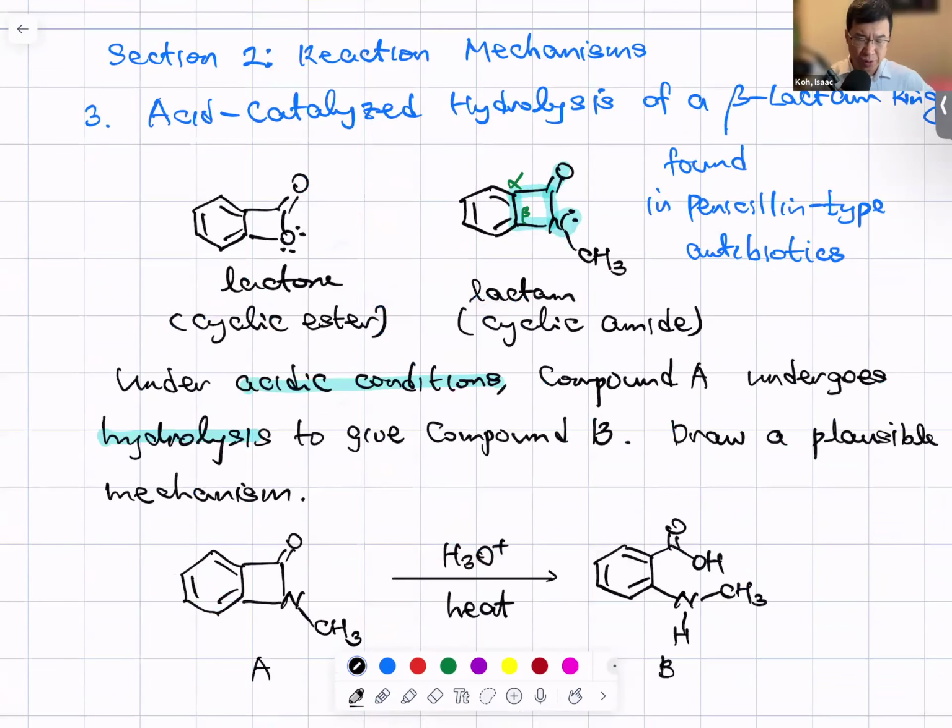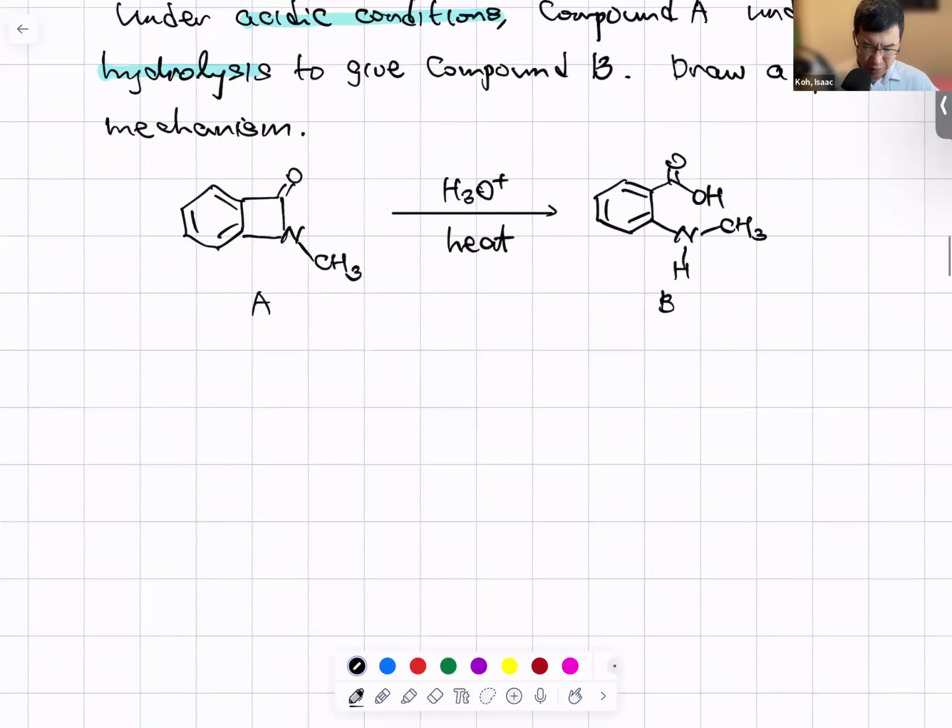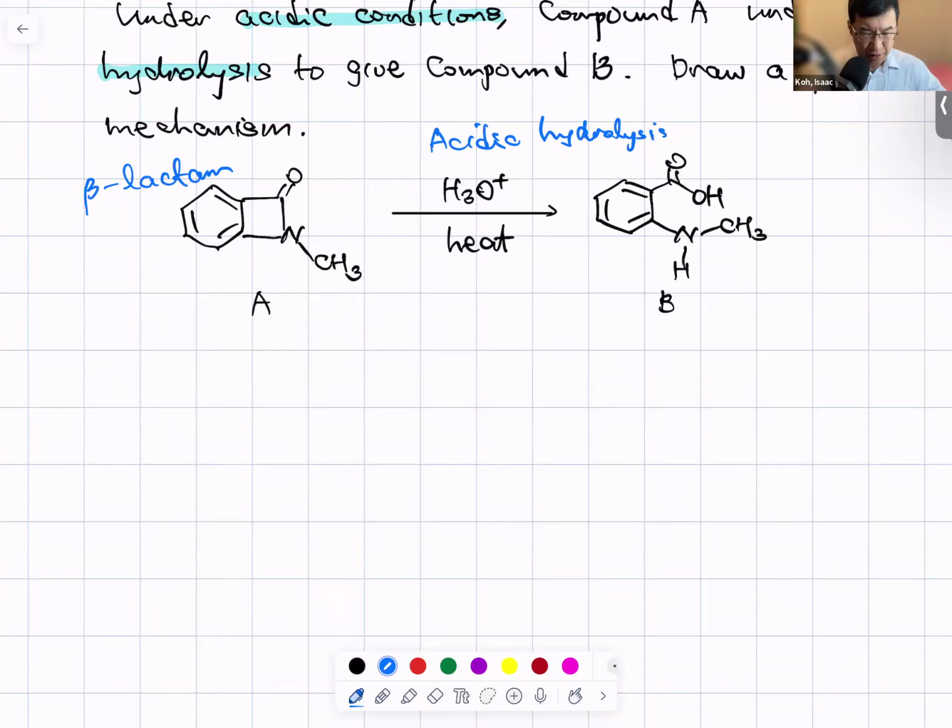It is very important to draw reaction mechanisms. First, acidic hydrolysis. We have the cyclic amide, which is called the lactam. This is called the beta lactam, a very important functional group for antibiotics. And here we have acidic hydrolysis. How do you know? Because it is strongly acidic condition and at the same time high temperature is applied. And as you see here, the ring is opened, making carboxylic acid and a secondary amine.